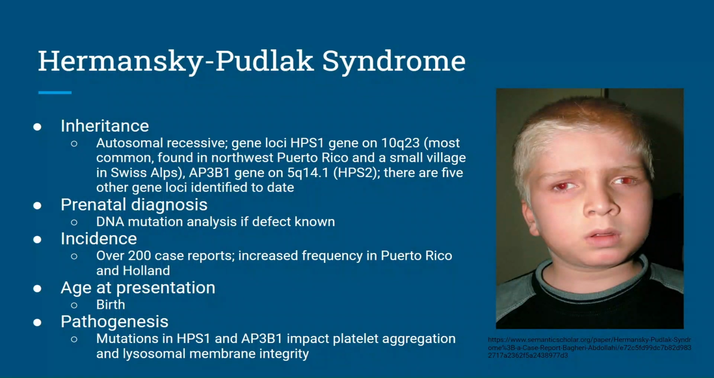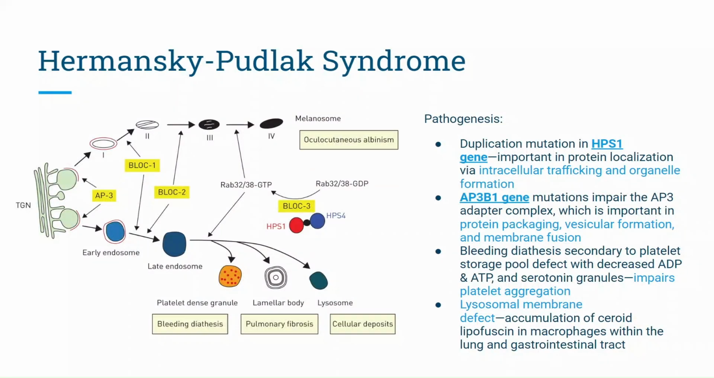Hermansky-Pudlak syndrome. So on the spectrum of light-haired diseases, right? Autosomal recessive here. The gene locus is the HPS1 gene. It is found often in Puerto Rican small villages. There's other genes too, HPS2, also known as AP3B1. So there are a couple other findings that you'll see, other genes that are implicated. Not many incidences are reported, like 200 cases, and they seem to be from some local populations.